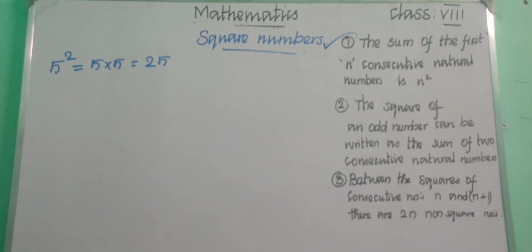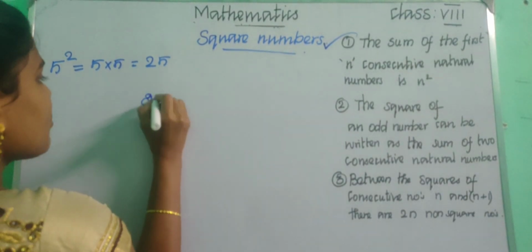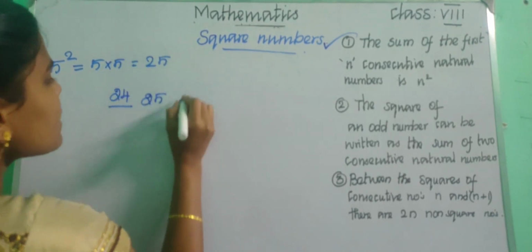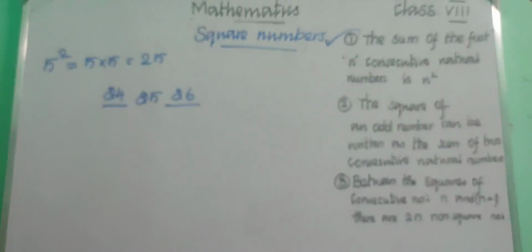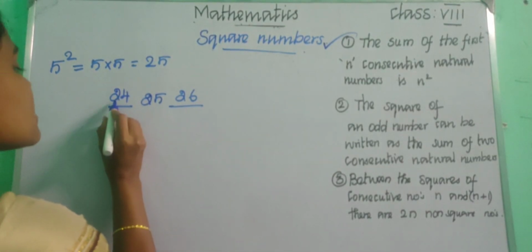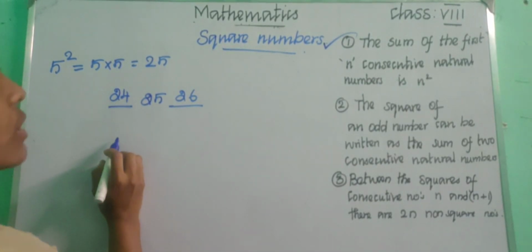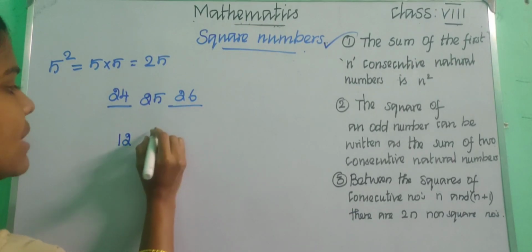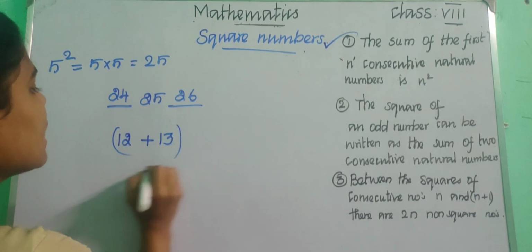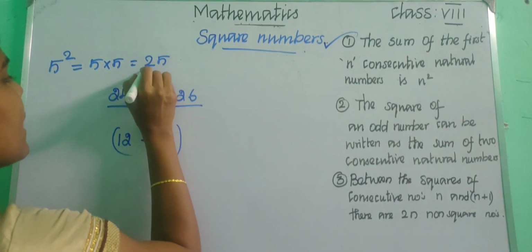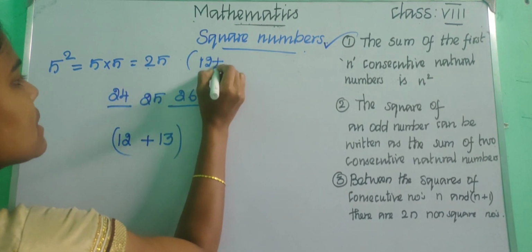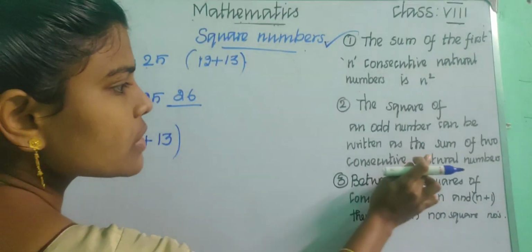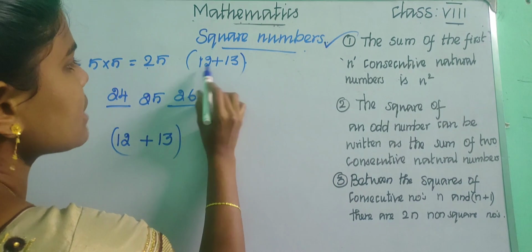Okay, children, so let us check. See, if I am having 25, what is the predecessor of 25? 24. What is the successor of 25? 26, right? So what is half of 24? It is 12, right? And what is half of 26? It is 13, right? So we can write this 25 as 12 plus 13. Okay, children, is it clear? See, we got the sum of two consecutive natural numbers.